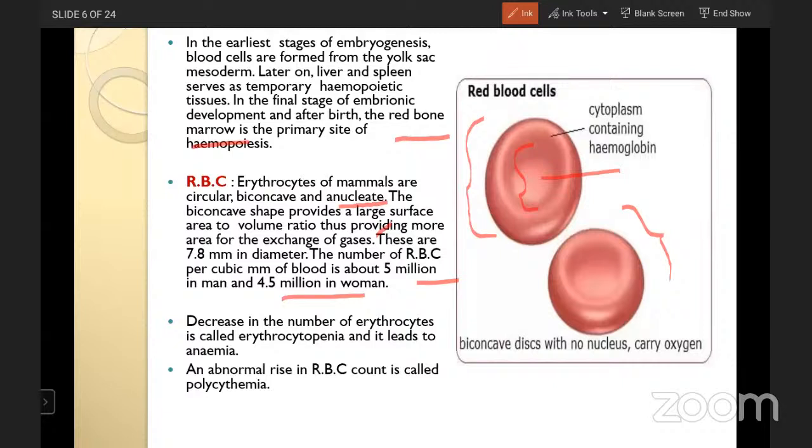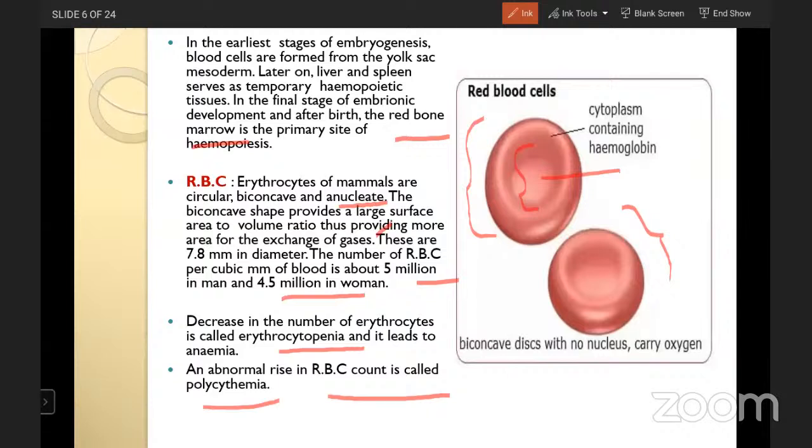A decrease in the number of erythrocytes is called erythrocytopenia, and it leads to anemia. Usually we hear the term anemic condition, which means a lack of blood cells. So a decrease in the number of erythrocytes is called erythrocytopenia, and it leads to anemia. An abnormal rise in the RBC count is called polycythemia.